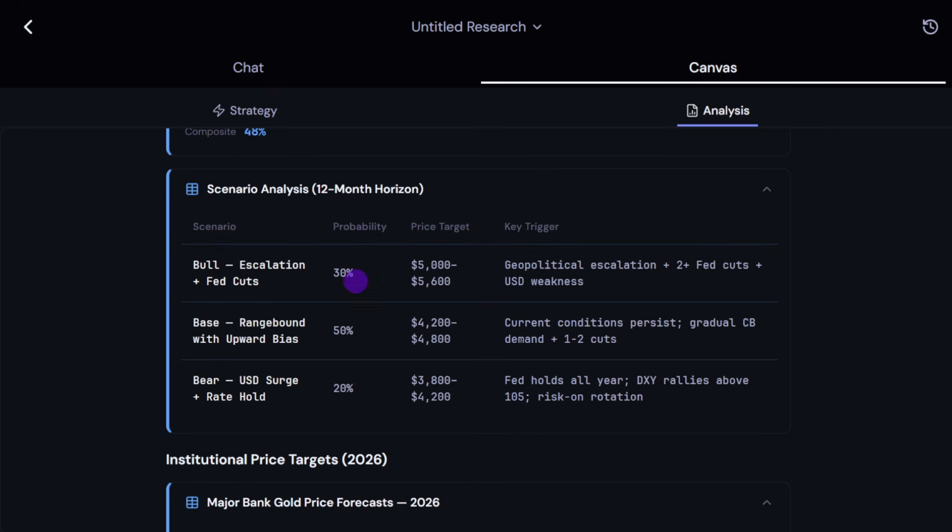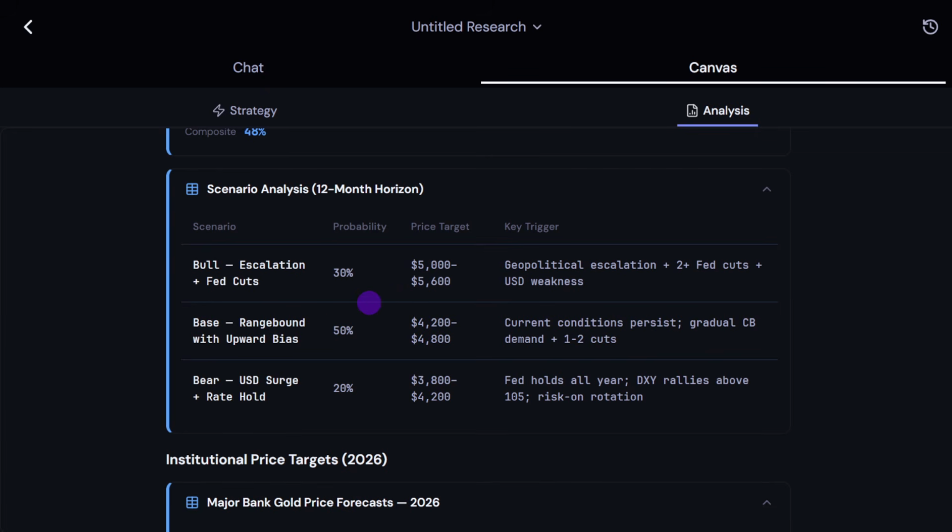Even something that's very nice, actually, you have scenario analysis, 12-month horizon. So bull escalation and Fed cuts, let's say probability 30%. The price target is 5,000, 5,600. The key trigger would be geopolitical escalation, plus Fed cuts, plus US dollar weakness, and so on. And this is really cool, actually. It's giving you a scenario 10 months from now. What's going to happen? What's the most probable scenario? And what is the target price?